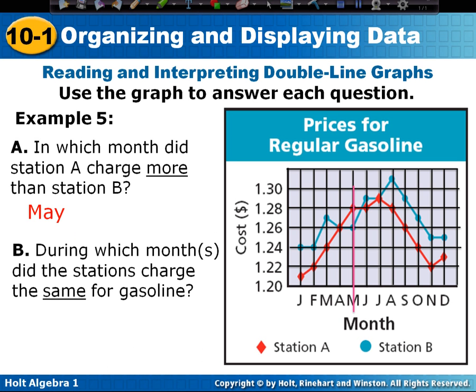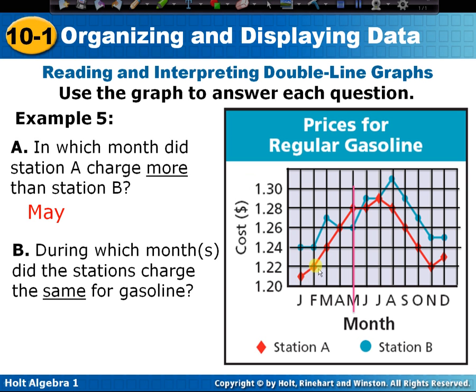Part B says, during which months did the stations charge the same? So we're looking for where the points are the same on our graph. And you need to fill in with the word same on your worksheet. And the optional S there after the word months tells us that it might be more than one.